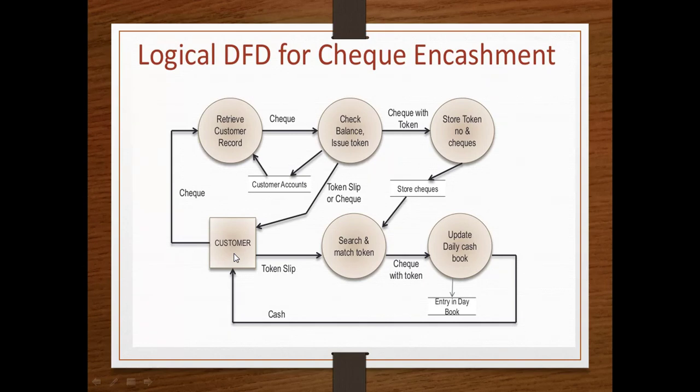This is your logical DFD. It just shows the flow of data from one process to another. If you see, the token slip flows from the customer to the process of search and match token. Then the check with the token is handled and then the daily cash book is updated. So this is the flow of data shown in logical DFDs.